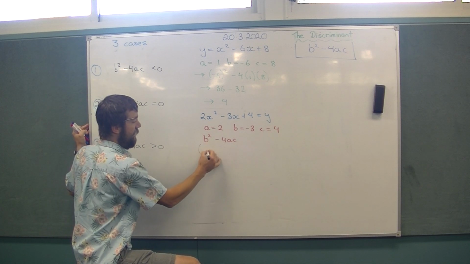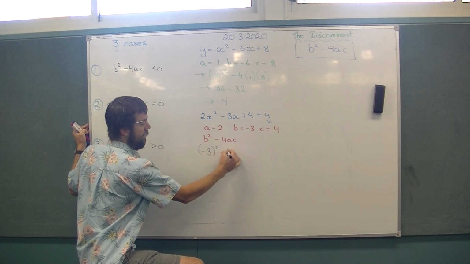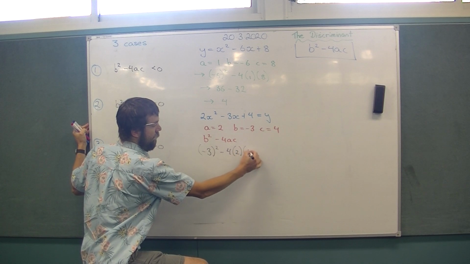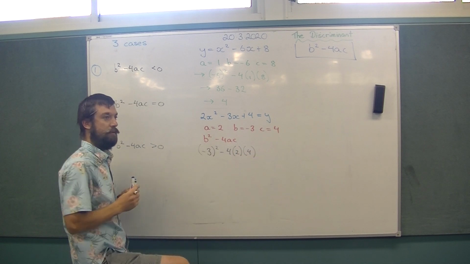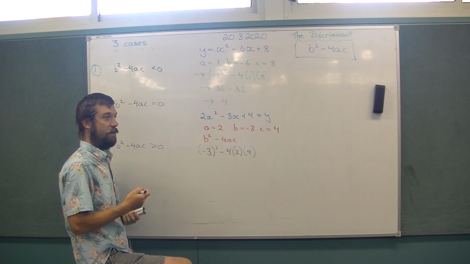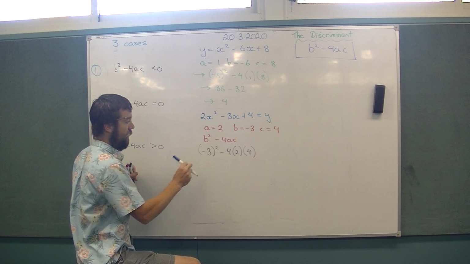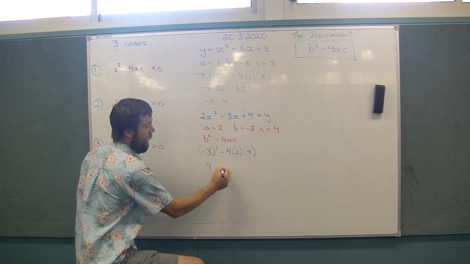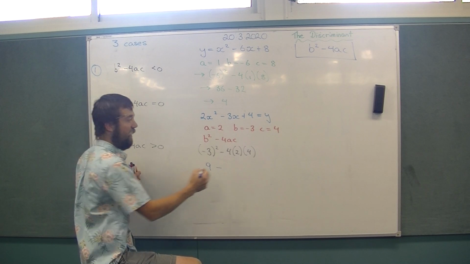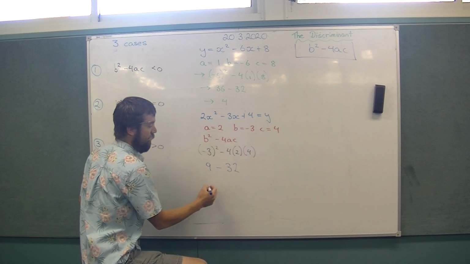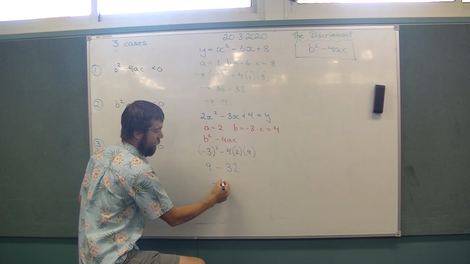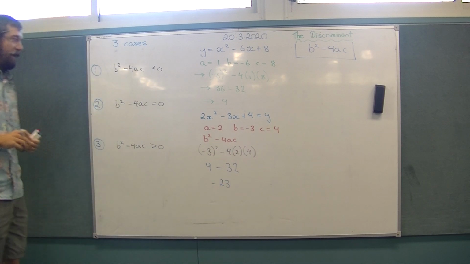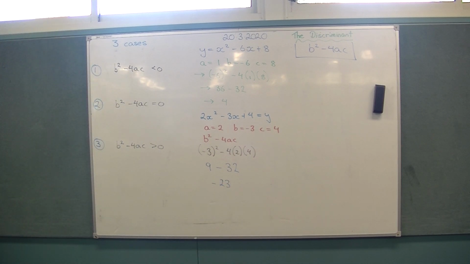So it should look something like this. Is that what everyone's got? Yeah? 9 minus 32. Yeah. What does that mean? Negative 23. What does that mean? No solutions. Right? The discriminant is less than 0, which means there are no solutions.